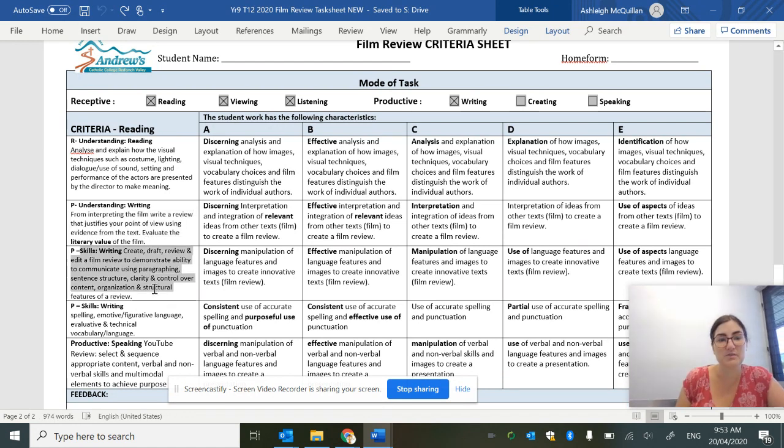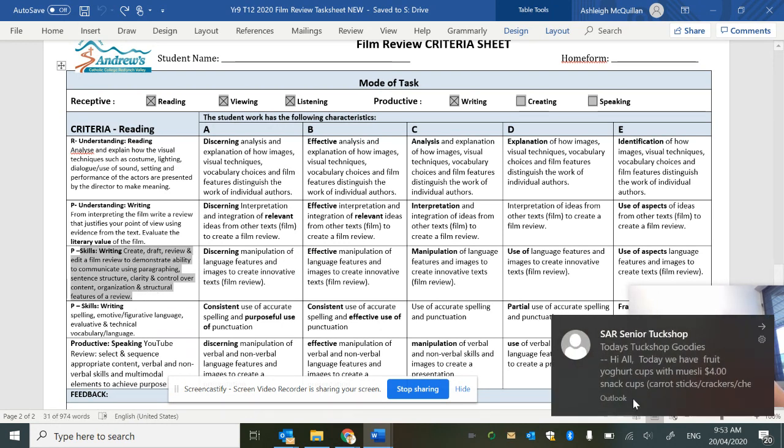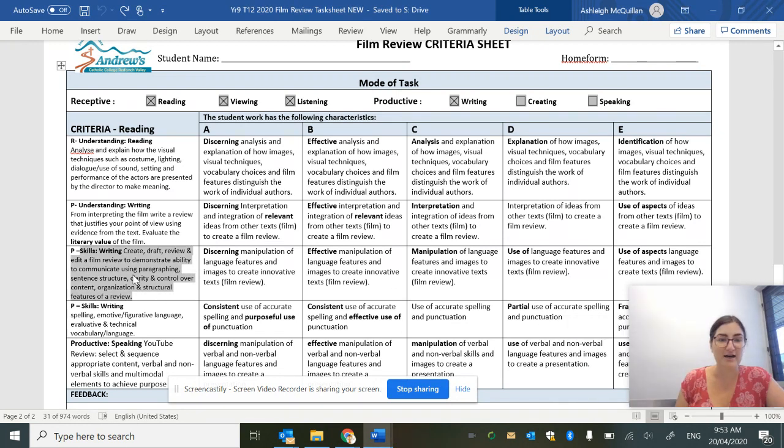This one here is whether you have used the organizational structure. So whether you have got correct paragraphing, whether you have drafted it, whether you've got, you know, all of the things in the right spots, your sentence structure's clear, it all flows well. It's not just you've done some word vomit and chucked it on the page.